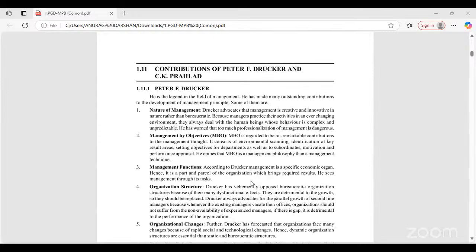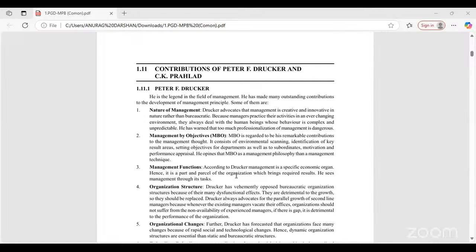Now we have Peter F. Drucker, who contributed a lot to management principles. He was the one who gave management by objectives. So what is management by objectives? The organization sets aside objectives, and whatever management planning is there is based on the objectives. You apply a management technique which will try to achieve the objectives in a more appropriate manner.